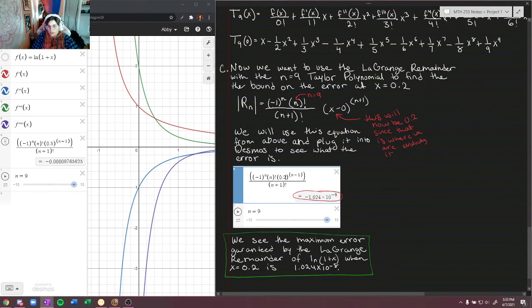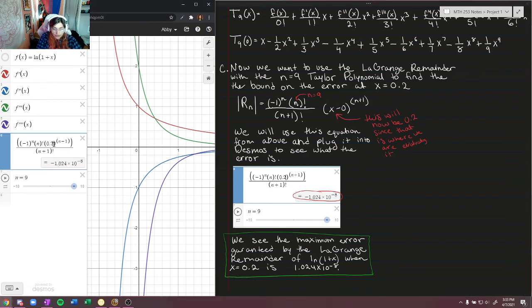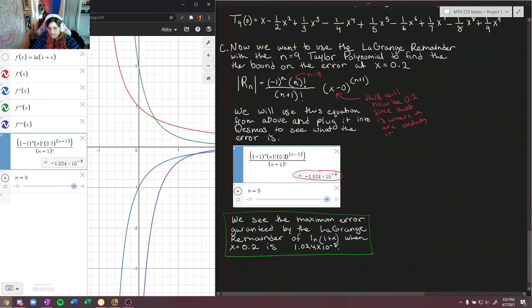Now we want to use the Lagrange remainder with our n equals 9 still to find what the maximum error would be at 0.2 instead of 0.5. Since we already did all the hard work in the first part, all we need to do is change this 0.5 to 0.2 over here and keep n at 9, because the output that it gives us is going to be the maximum error we can get. So we get this output of 1.024 times 10 to the negative 8. We're just worried about the magnitude. So basically, this is the largest possible error we can get when we use a 9th degree Taylor polynomial in the Lagrange remainder for the function ln of 1 plus x when we're evaluating at 0.2.